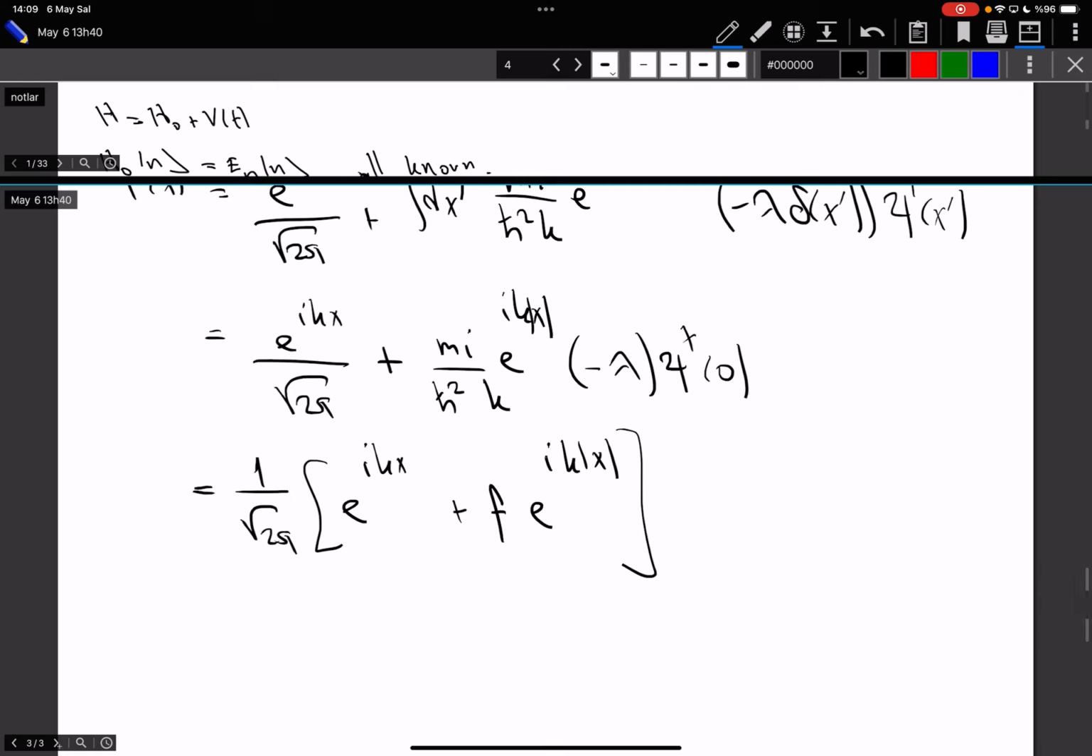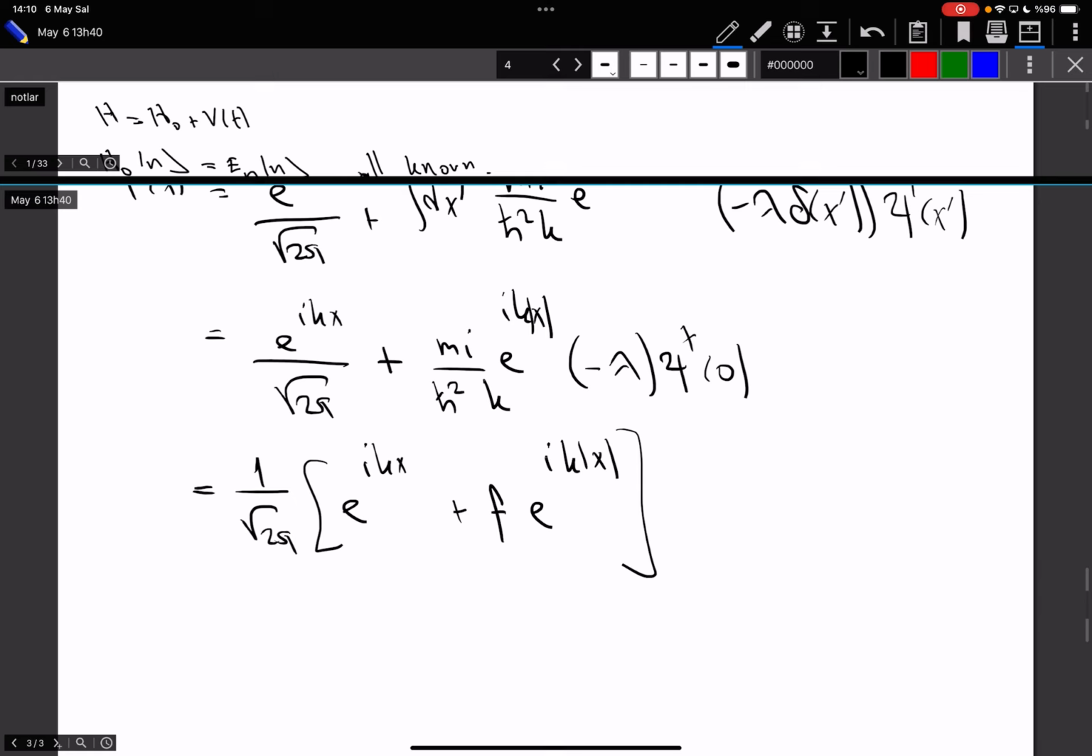Since it's a one-dimensional wave, the amplitude doesn't get suppressed at large distance, so it's not spreading. That's why we don't have the 1 over r factor in one dimension. The first wave is an incoming plane wave. The second term you can imagine as two plane waves moving away from my potential.